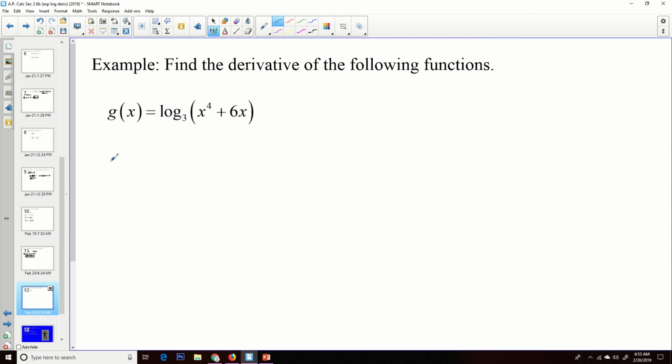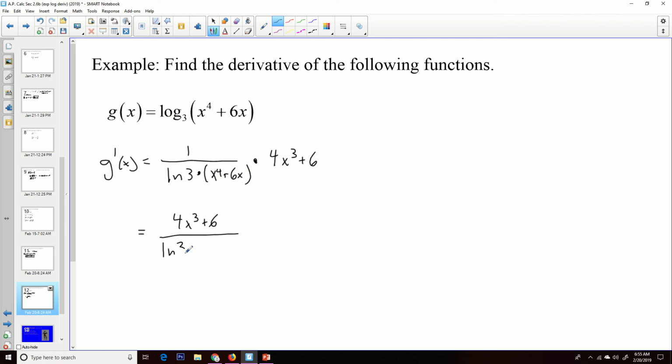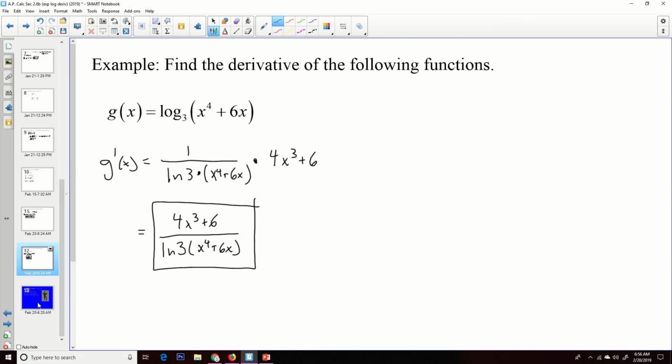So my base is 3, so g prime of this thing is going to be 1 over the ln of that 3, and we're going to leave that alone like that, times the derivative of this expression right here left alone, so x to the 4 plus 6x, times now the derivative of that expression, so 4x to the third plus 6, and we're going to rewrite and combine that, so I have 4x to the third plus 6 all over the ln of 3 times x to the fourth plus 6x, and that is the answer.